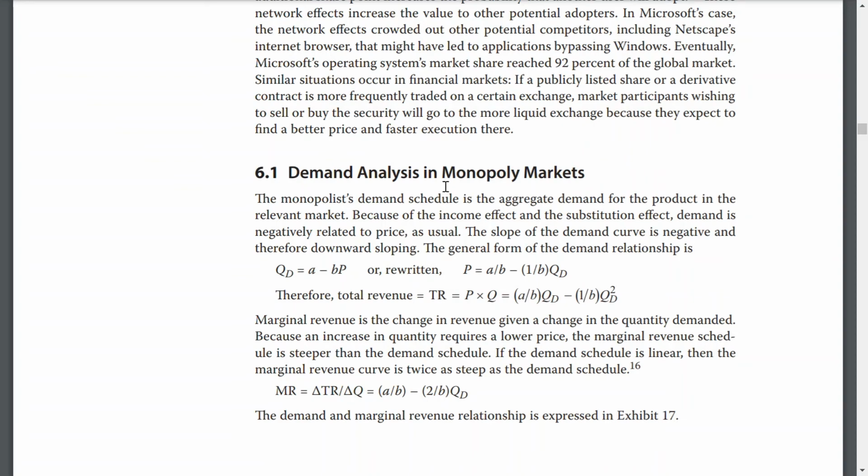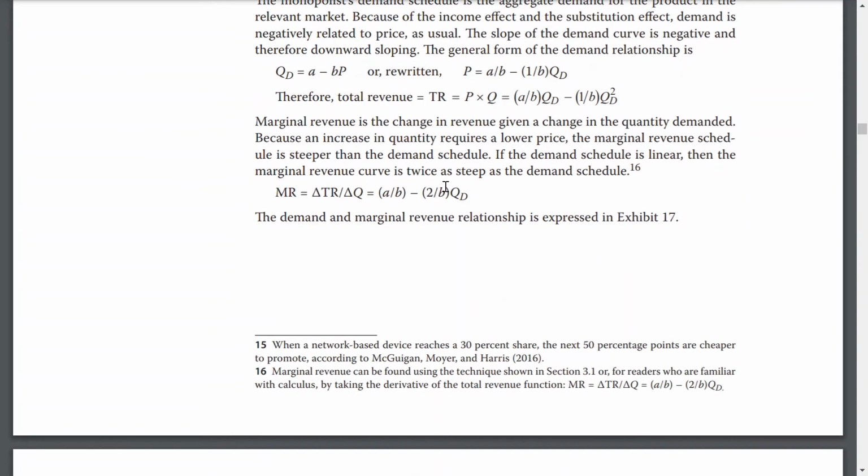Marginal revenue is the change in revenue given a change in the quantity demanded. Because an increase in quantity requires a lower price, the marginal revenue schedule is steeper than the demand schedule. If the demand schedule is linear, then the marginal revenue curve is twice as steep as the demand schedule. The demand and marginal revenue relationship is expressed in Exhibit 17.